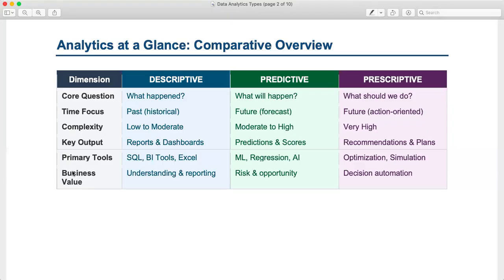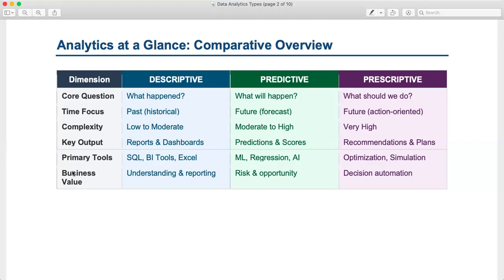It requires some action. Then complexity: descriptive analytics is very low to moderately complex, predictive analytics is moderate to high complex, and prescriptive is very high, highly complex. What are the key outputs for descriptive?